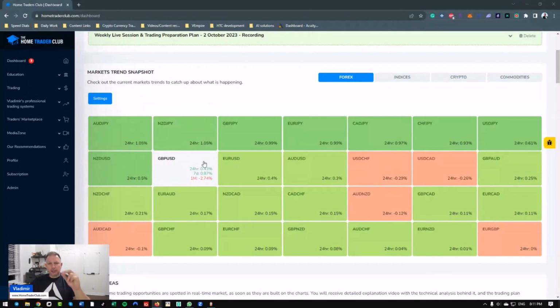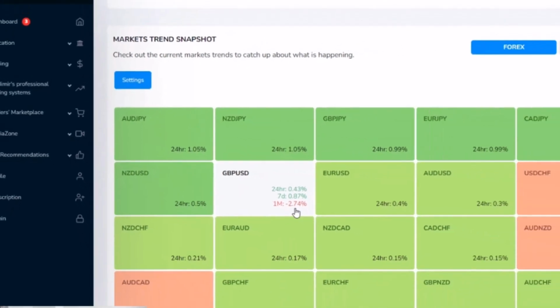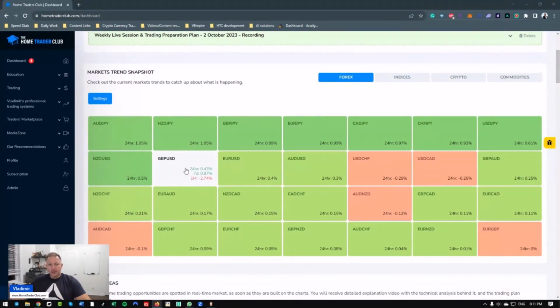Okay, so what you see here, that's the market trend snapshot, one of the features we have in Home Trader Club for our members. Take a look at the numbers here. 1 month is very negative change, close to negative 3%, while the last week is slightly changing, especially after today, Friday, where we got the non-farm payroll report and the 24 hours, but the month is very negative.